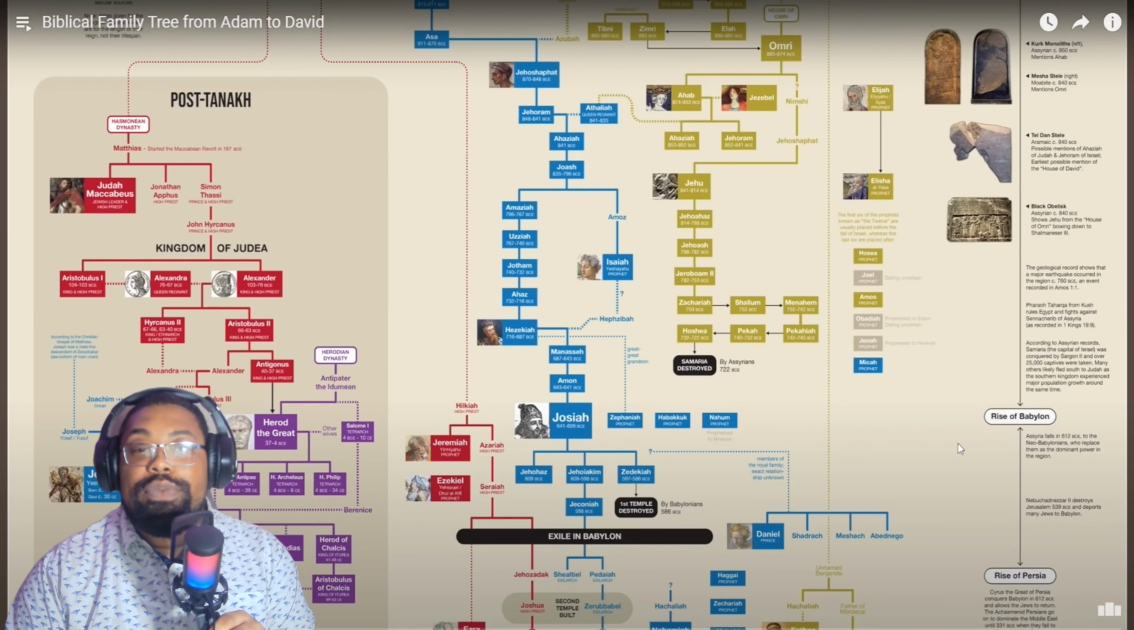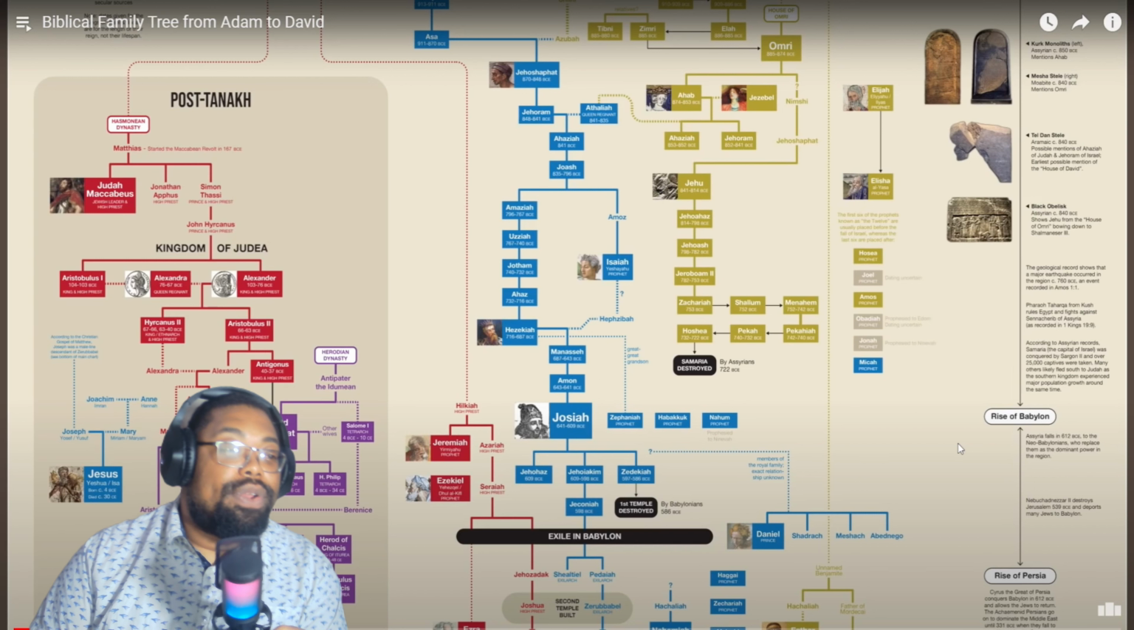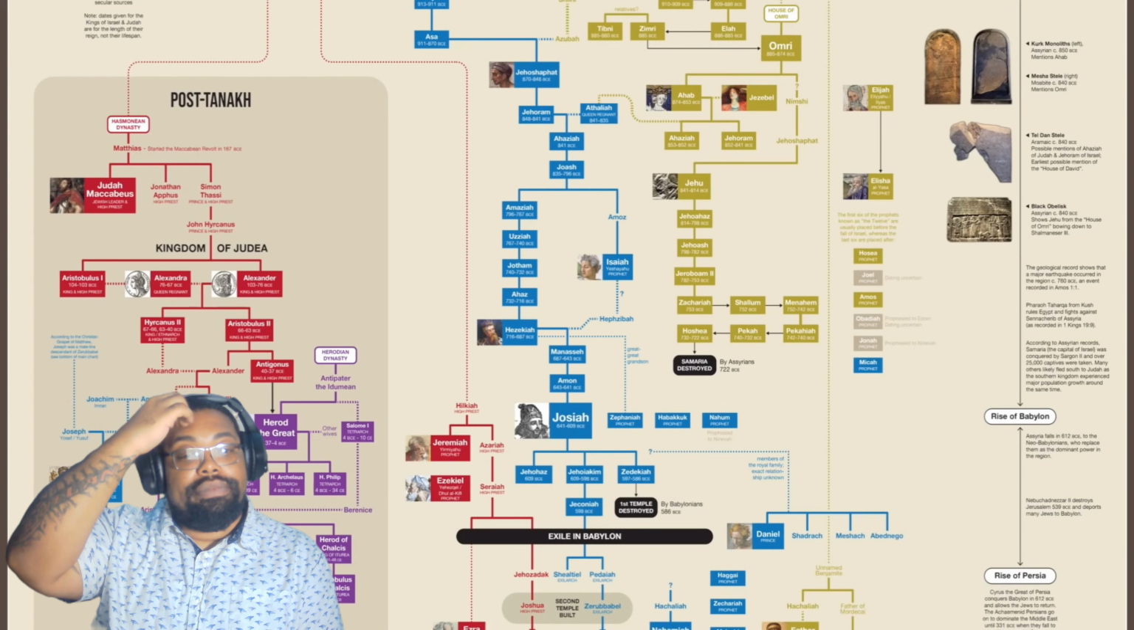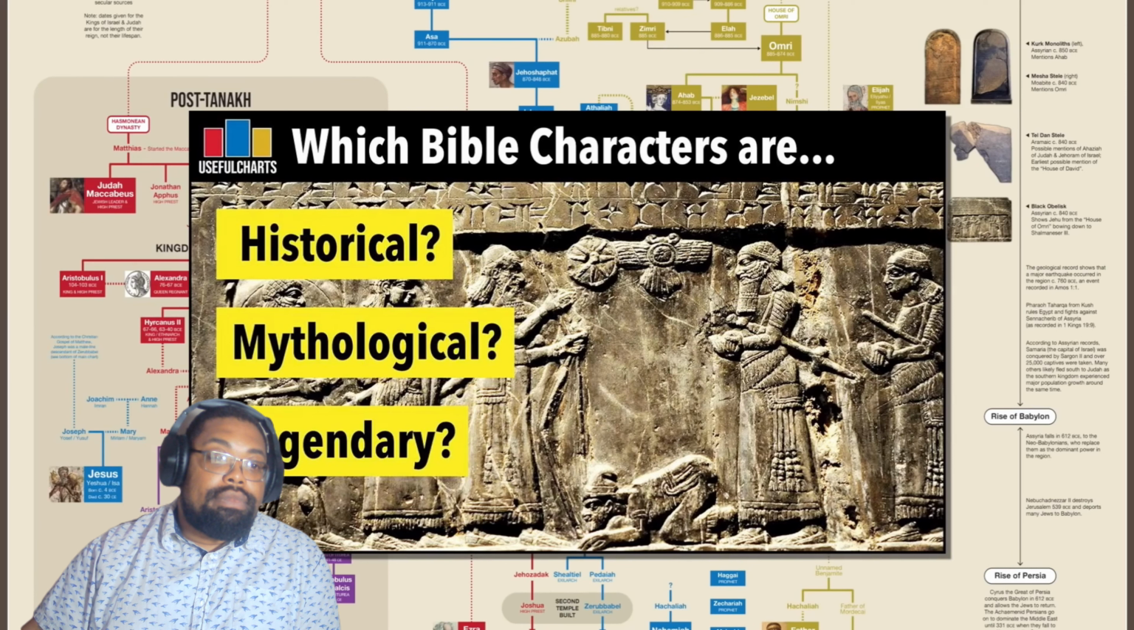Wait, was I supposed to do some research before doing this? If you're curious to learn more about the terms mythology, legend, and history, and how they apply to the various parts of the Bible, you'll definitely want to check out part 1 in my series on biblical genealogy. You can find a link to that video, as well as all of the videos in this series, in the description. Wait, am I not watching part 1? I thought this was part 1.